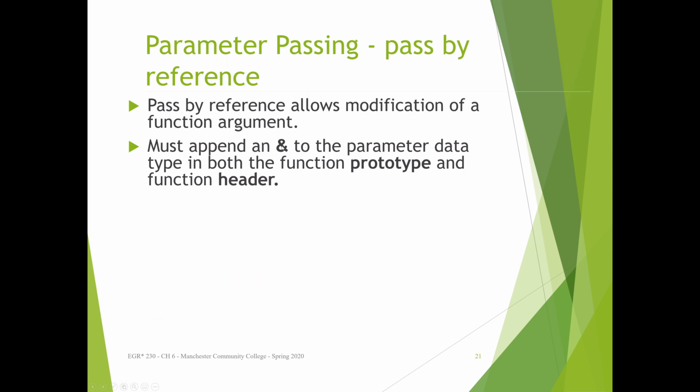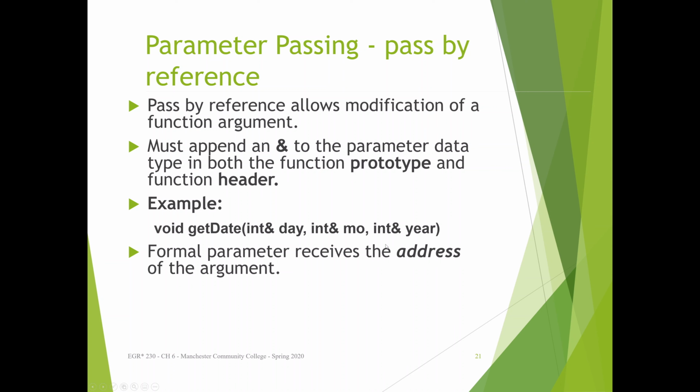So the parameter passing, pass by reference. Now, when you have this ampersand, what it's actually going to do is pass in the address. You need this both in the prototype and the function header. Okay, so here's an example, passing in day, month, and year, get date. And so now it actually is going to pass in the address of these variables.